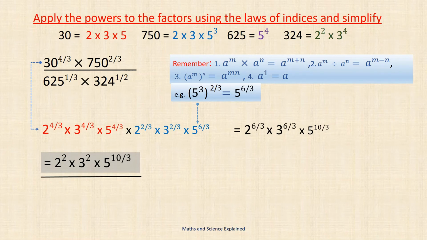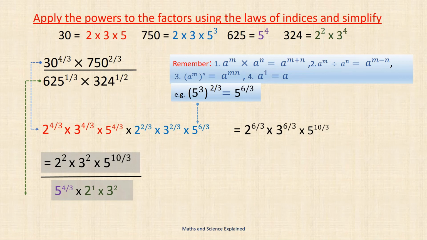If we now turn to the denominator, 625 is 5 to the 4, and when this is raised to the power 1/3, we get 5 to the 4 over 3. Similarly, the factors of 324, 2 squared and 3 to the power 4, all raised to the power half, reduce to 2 to the 1 and 3 squared.